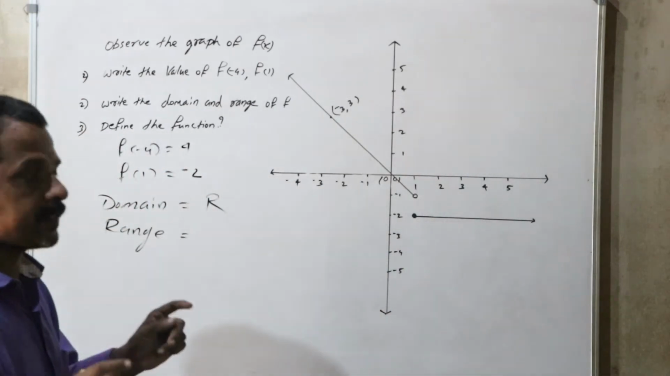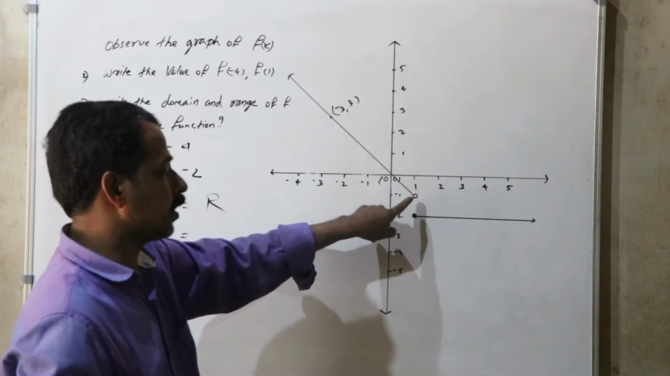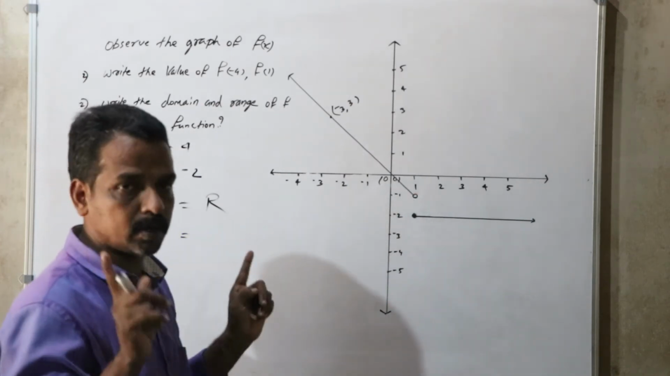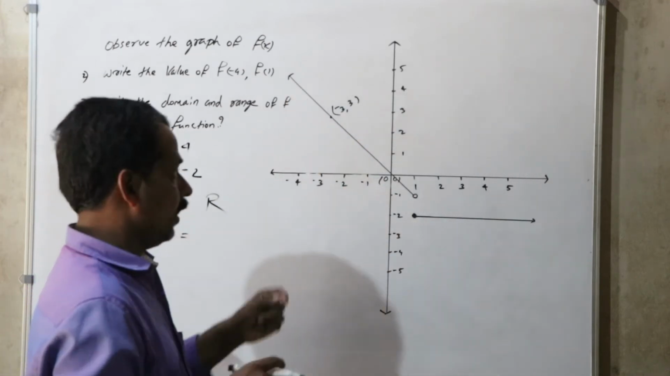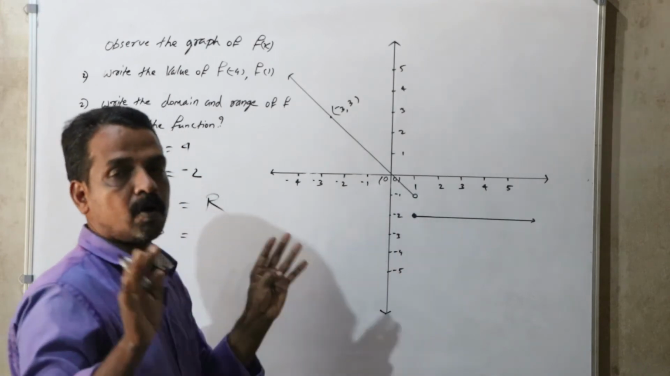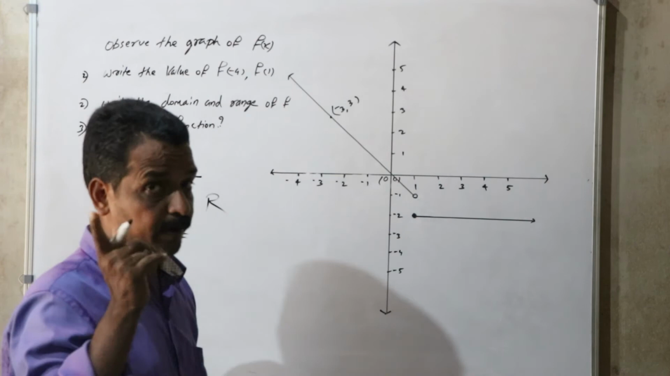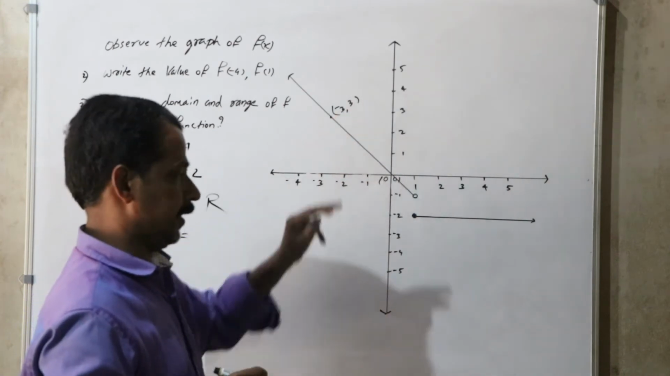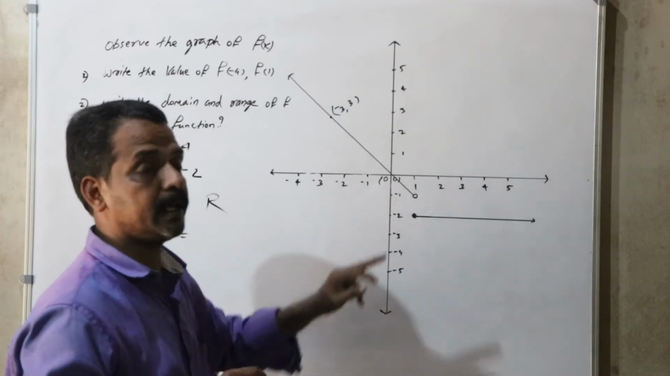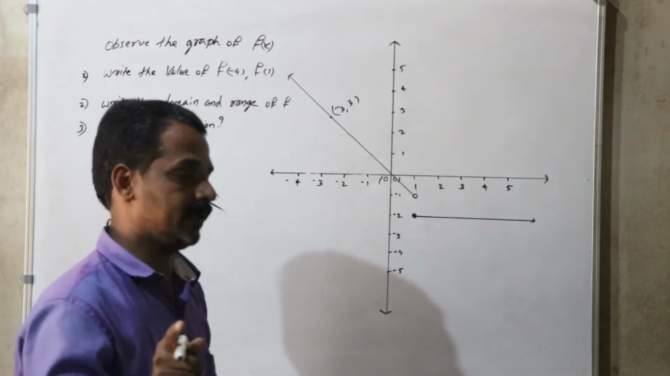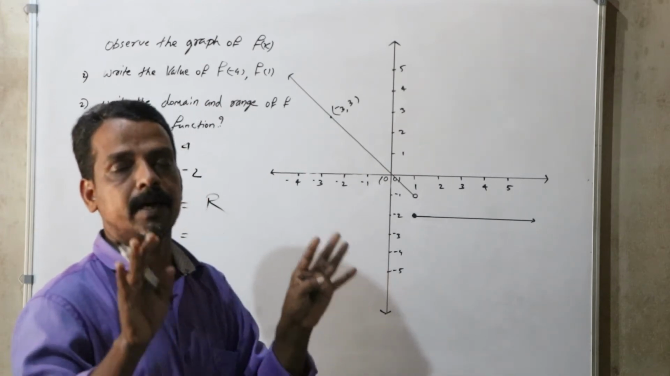The y coordinates: here, 1 does not include this line. Minus 1 is not included. This line is at 45 degrees. Minus 3, 3. Minus 1, minus 1. But here it does not include 1, so minus 1 is not included in the range.